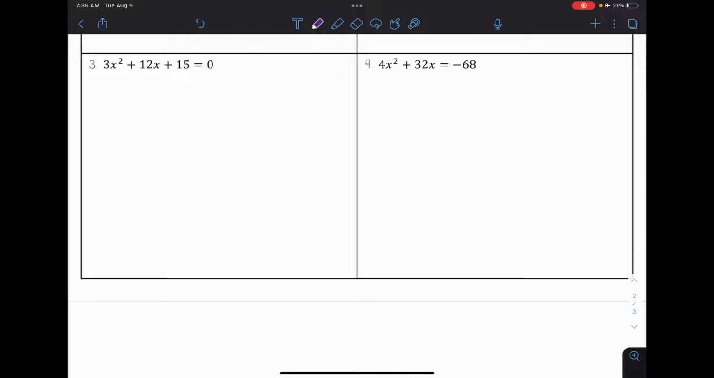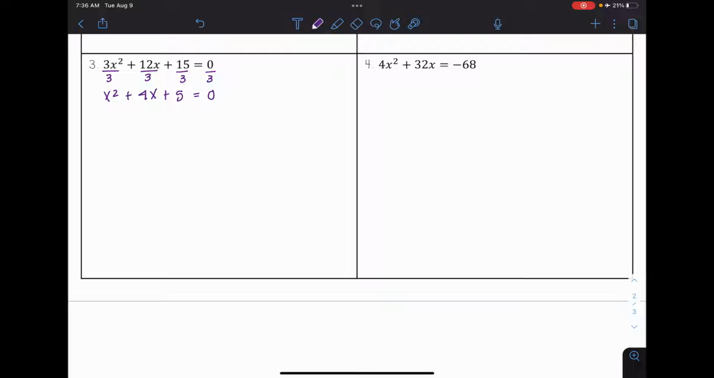Now these last two examples, I have a coefficient in front of my x squared that is not 1. So whenever that happens, my first step is I want to create this to be a quadratic with my coefficient being 1 in front of x squared. So to do that, I need to divide every single term by that coefficient, so in this case 3. So when I do that, I get x squared plus 4x plus 5 is equal to 0.